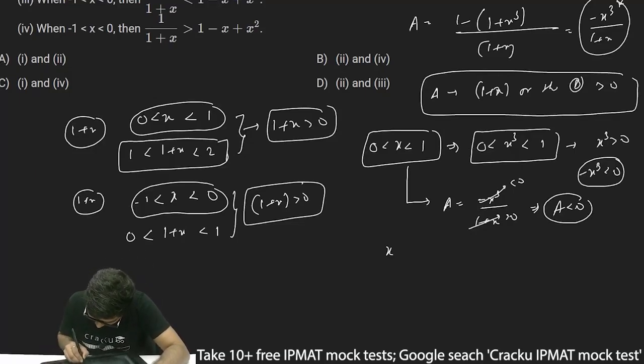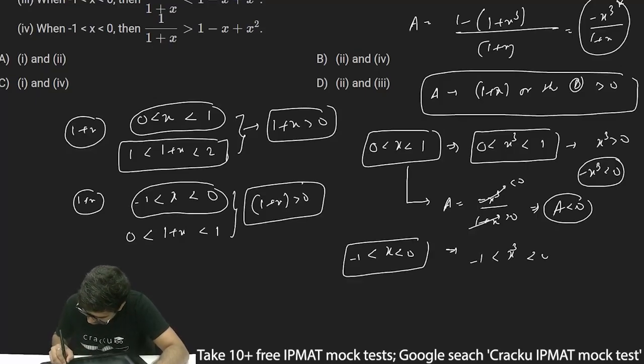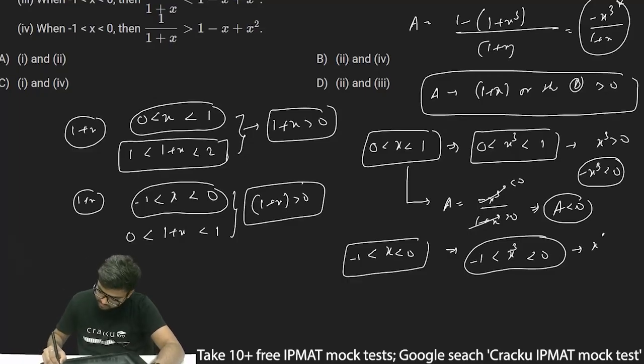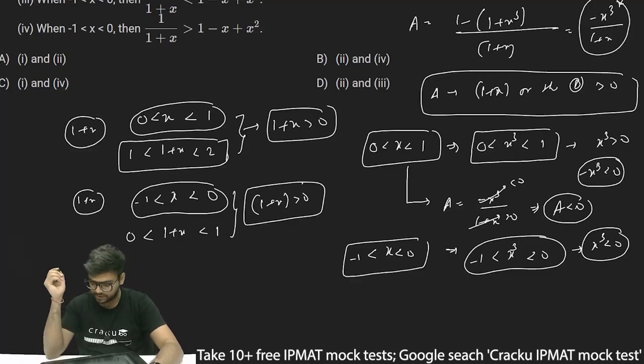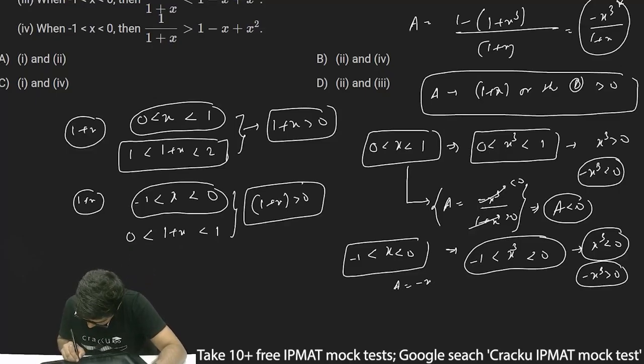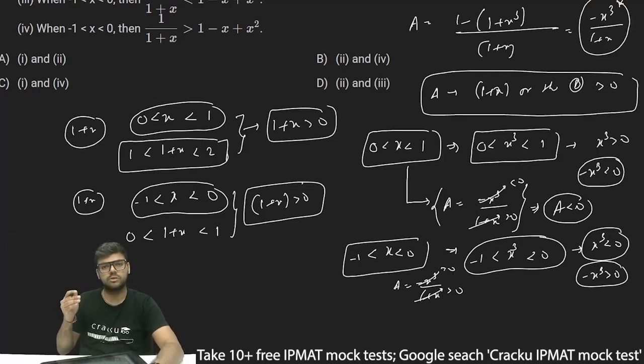If I take the range of x as minus 1 to 0, x cube will also be in the range of minus 1 to 0. So x cube will be less than 0. If x cube is less than 0, minus x cube will be greater than 0. With a equal to minus x cube upon 1 plus x, 1 plus x is greater than 0 and minus x cube is also greater than 0, so a is a positive number.